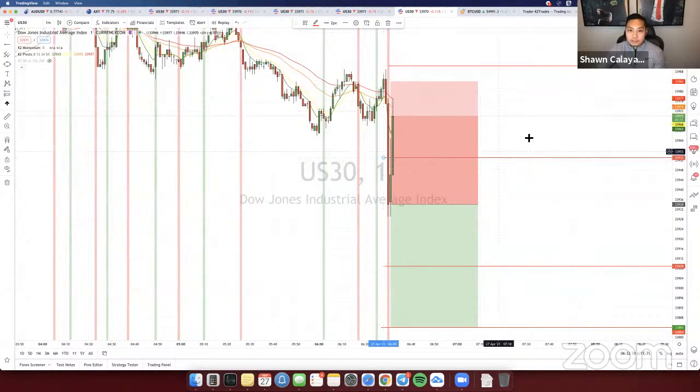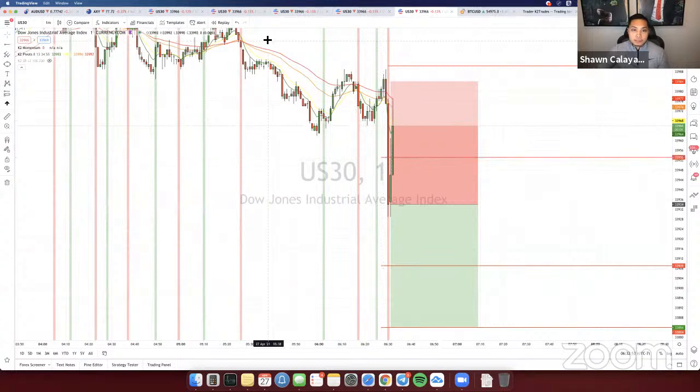Just keep in mind that I think there's earnings being released today for a good amount of the big names. So that's why we're going to see some unusual movement here, because other people are acting on these moves as well. So we'll see how this plays out from here.